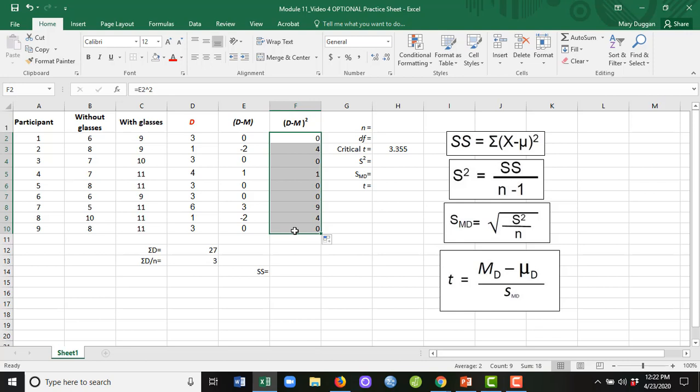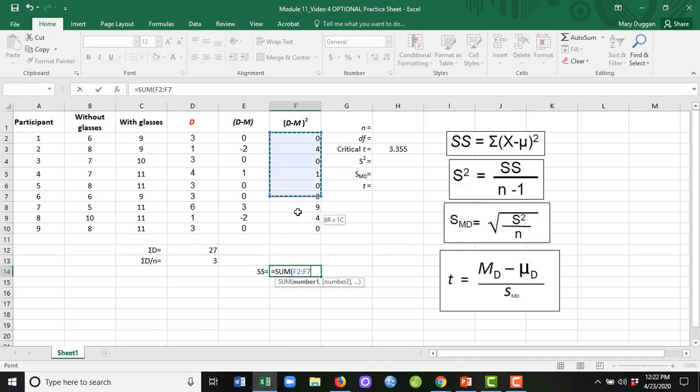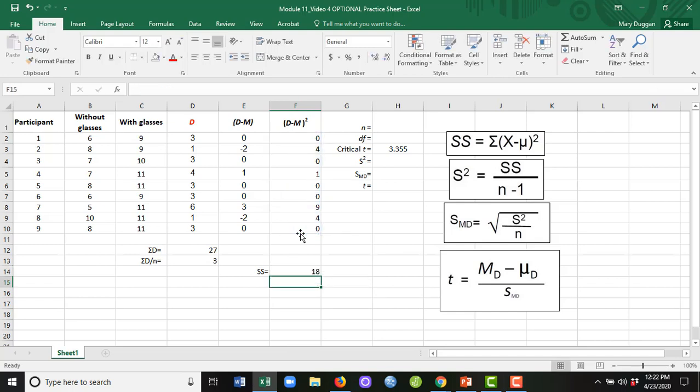All right. Now, what you're asked to do is to sum. The sigma means sum. I'm going to sum all these squared deviation scores to get my sum of squares. Another way of saying it is sum of squared deviations from the mean. So double click on that. I'm going to add them all up, and I get 18. So I know my sum of squares is 18, and now that I know it, I'm free to do the rest.